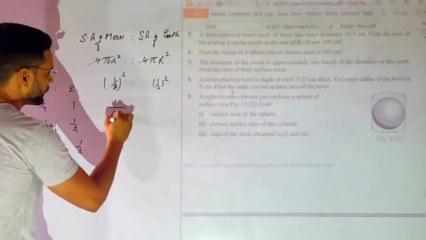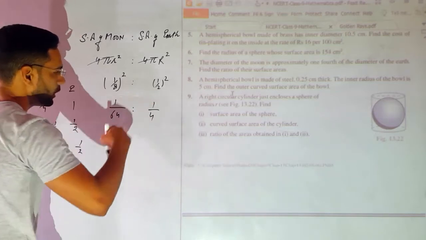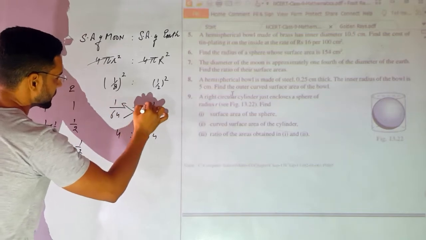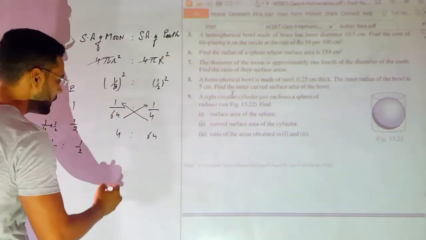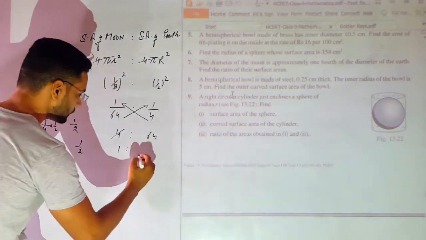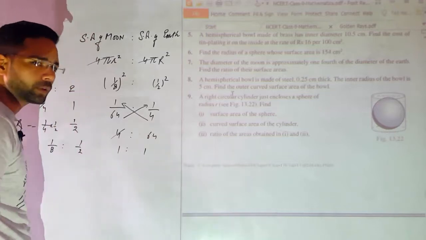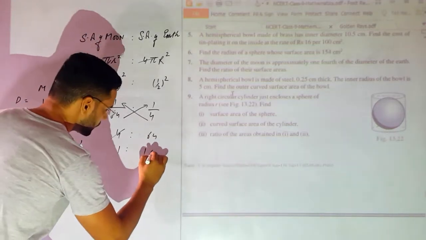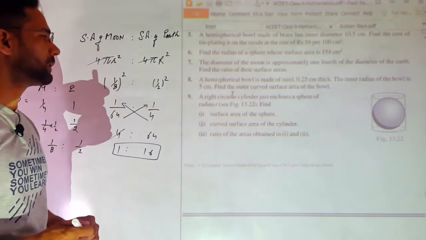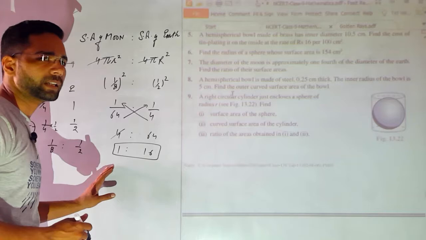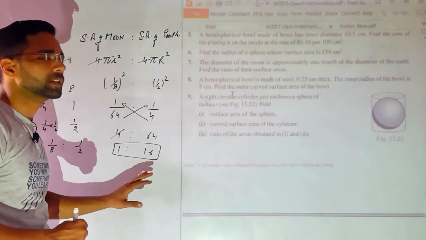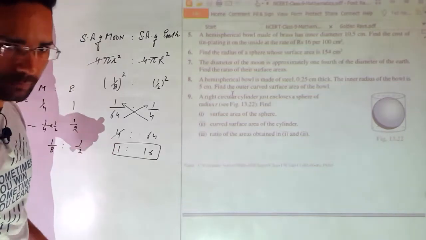Now 1/64 and 1/4. Now cross multiplication. The ratio comes to 1:16. In the surface area, this means the moon's surface area will be smaller than the surface area of the Earth. Got it?